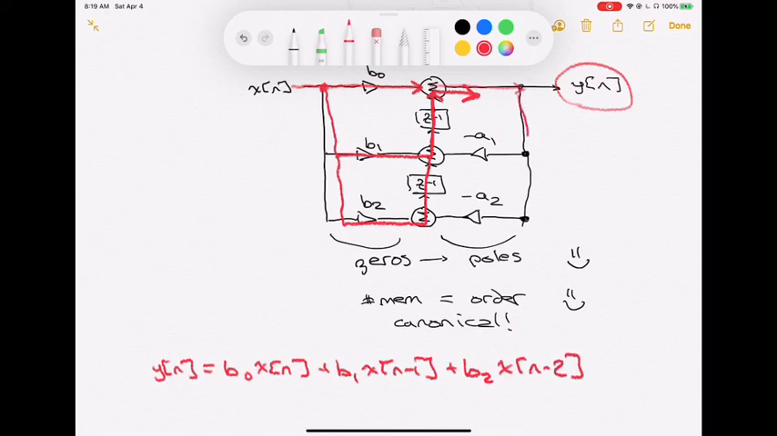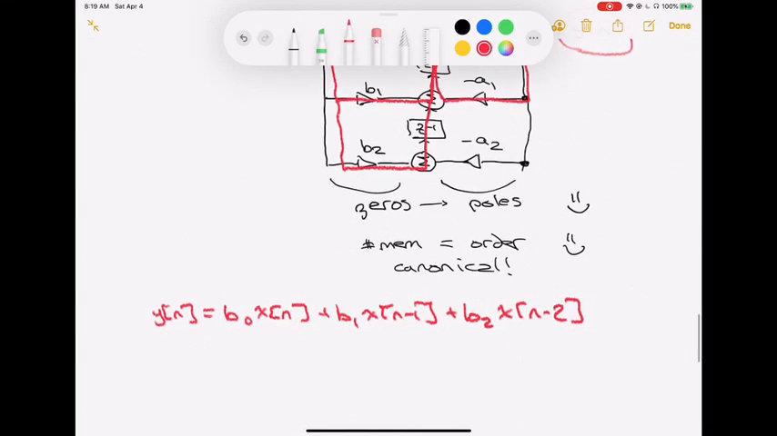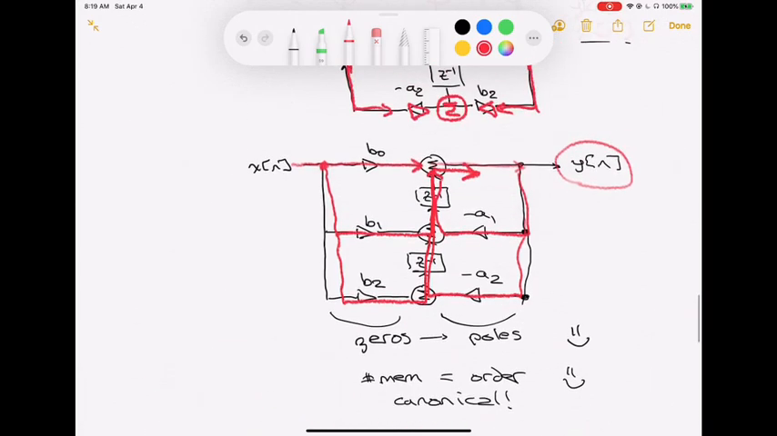And then I have what? I have y of n times minus a1 delayed by 1. So that's almost all of it. So here I'm going to get a minus a1 times y of n minus 1. And then the very last path was y of n times minus a2 delayed twice coming through there. So a minus a2 times y of n minus 2. If you compare that to the previous or original difference equation we did, it's the same. So of course, we can easily verify that this particular structure, this transposed direct form 2 structure, does indeed implement this second order difference equation that I wanted.